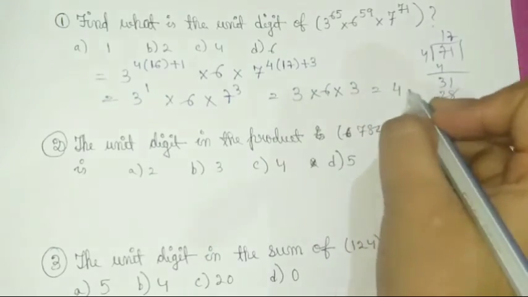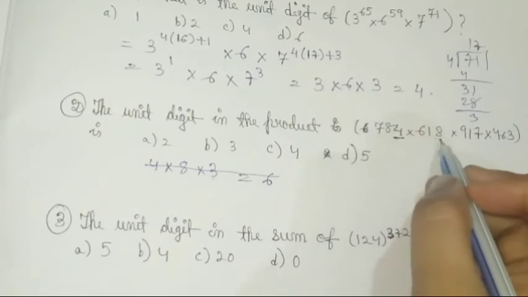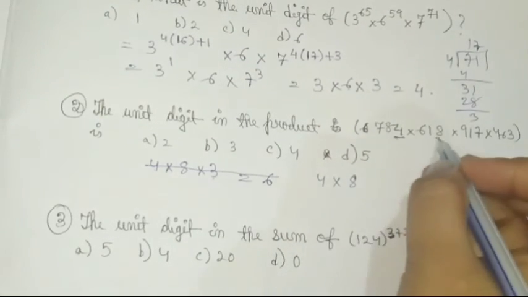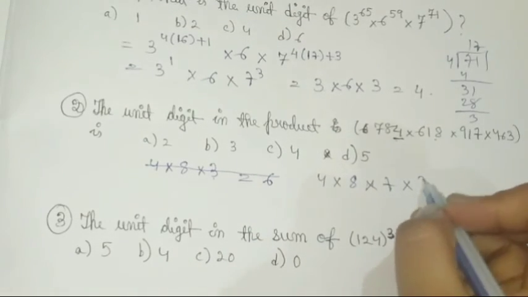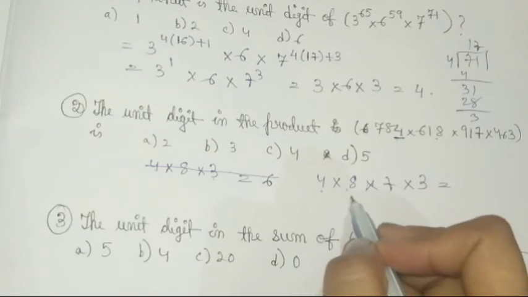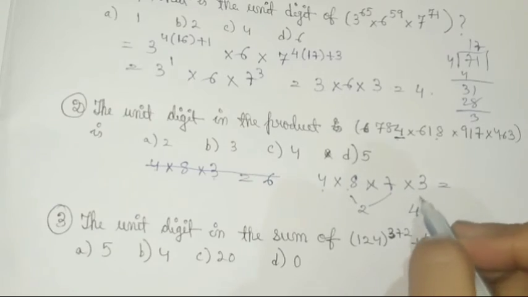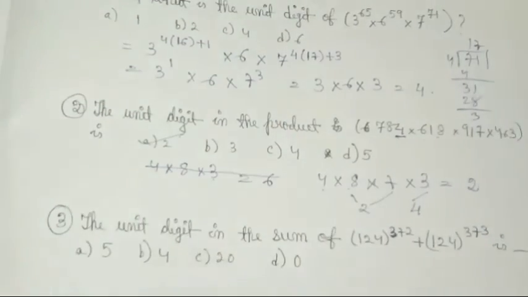So its unit digit is 4. In the next question we need to just multiply the unit digits. So here it's 4, next it's 8, next it's 7, and next it's 3. Now 4 times 8 is 32, so its unit digit is 2. Again 2 times 7 is 14, and 4 times 3 is 12. So 2 is going to be its unit digit.